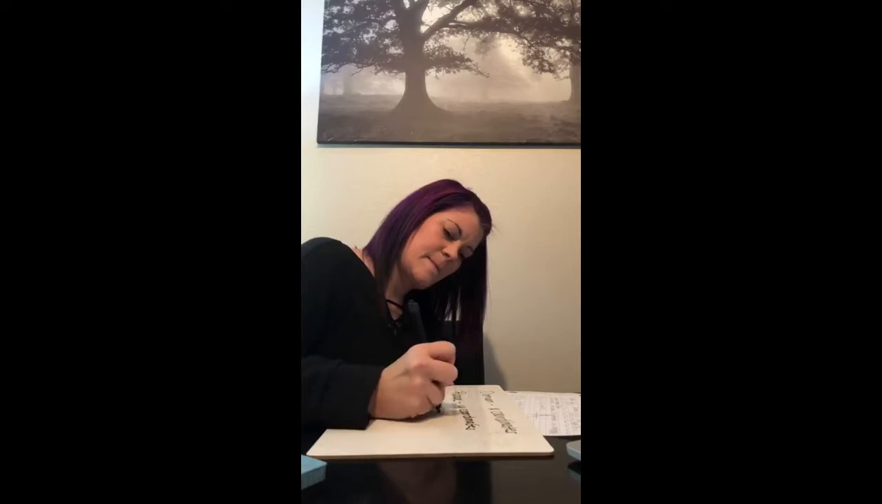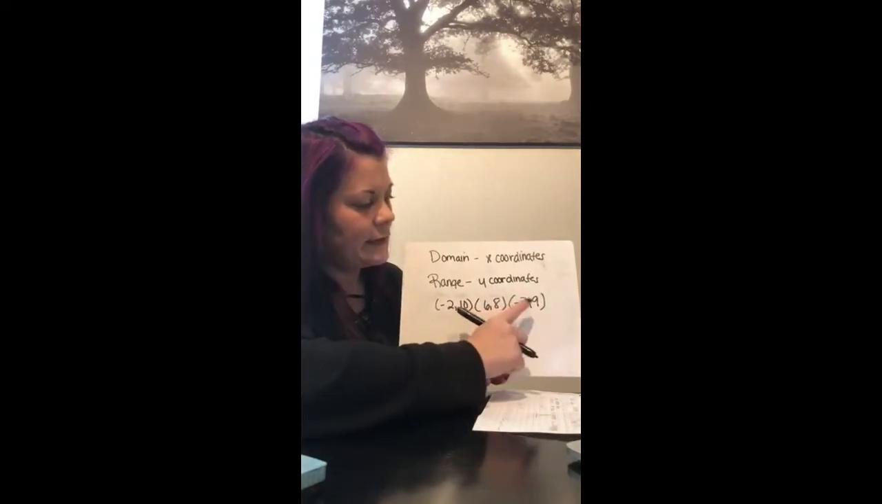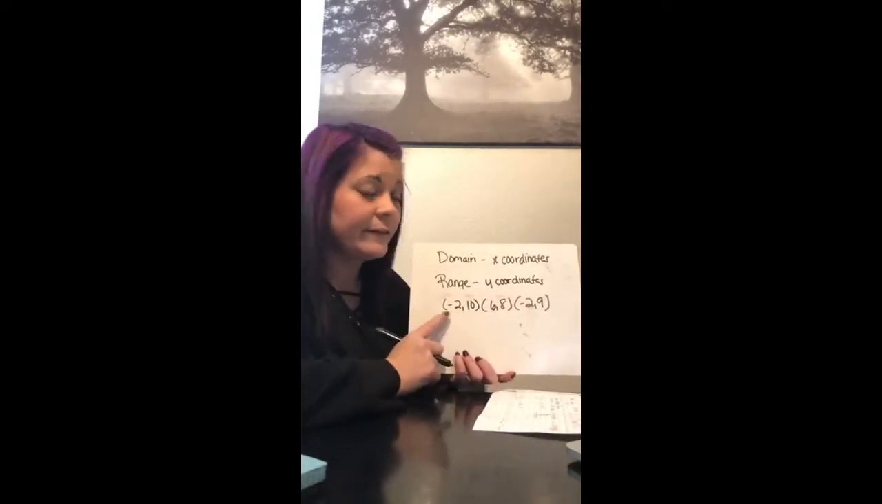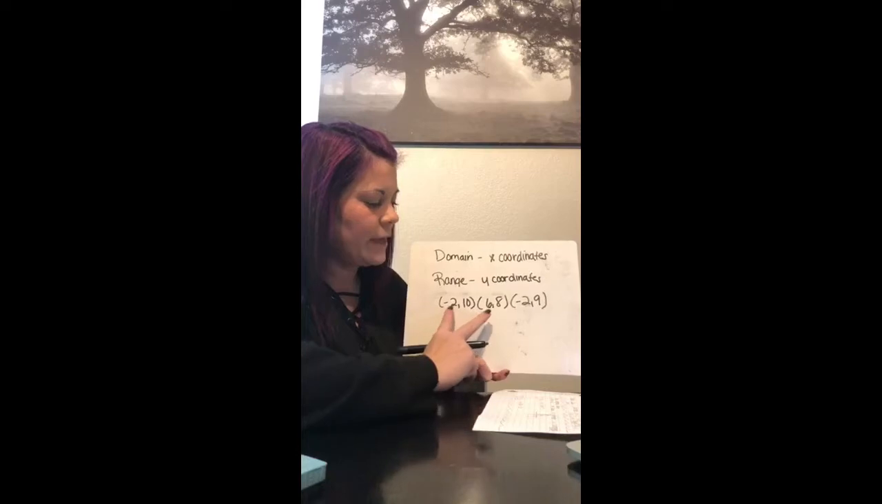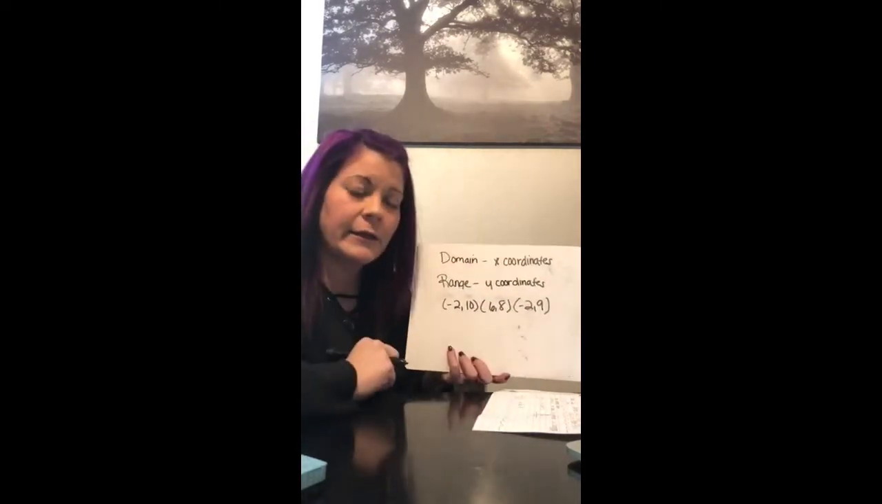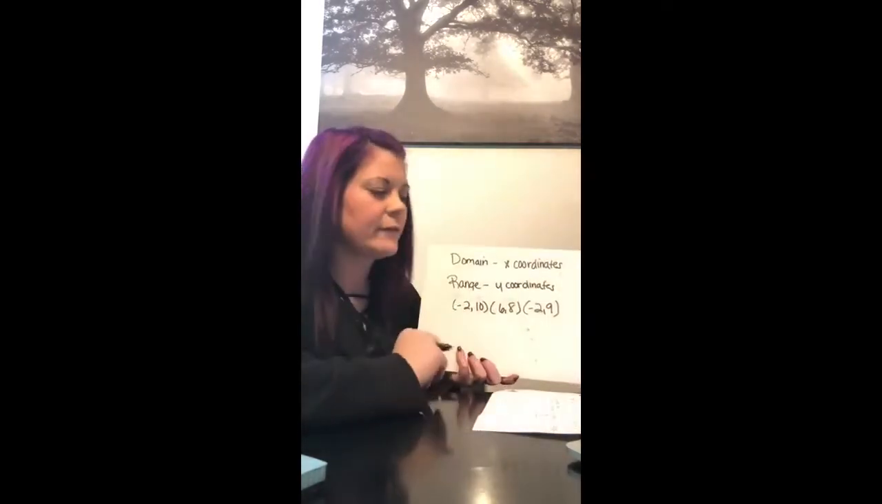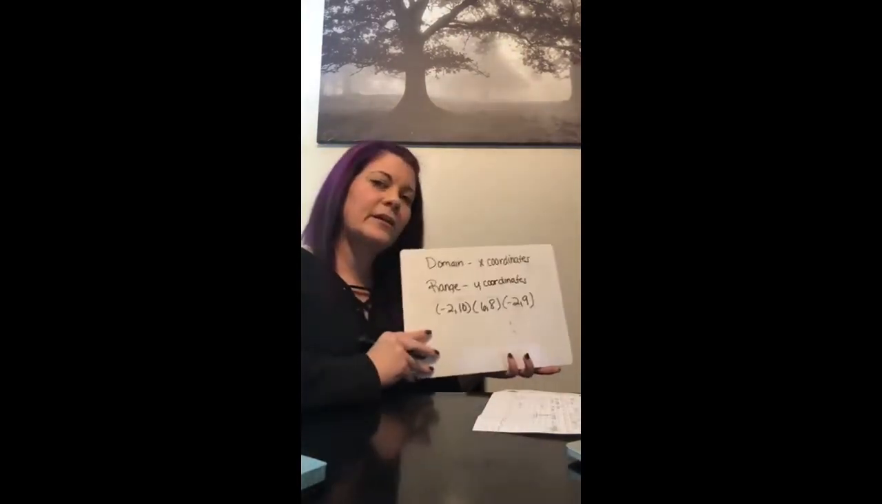Let's do another one. We have -2, 10, 6, 8, and -2, 9. In this case, this is not a function because the input of -2 will produce either a 10 or a 9. So it produces 2 outputs. So the x values do repeat, so it's not a function. So that's how you determine if it's a function, just by looking at points.